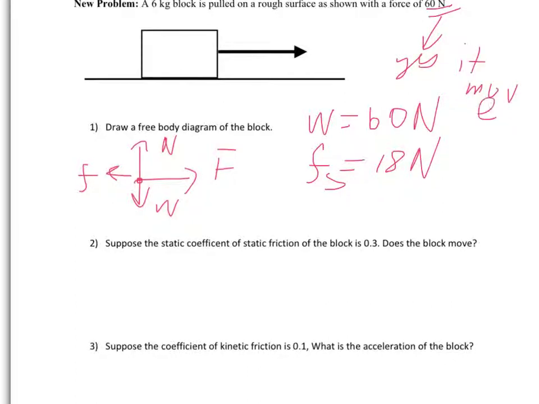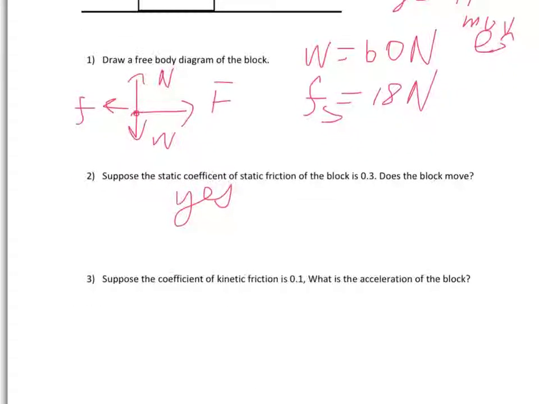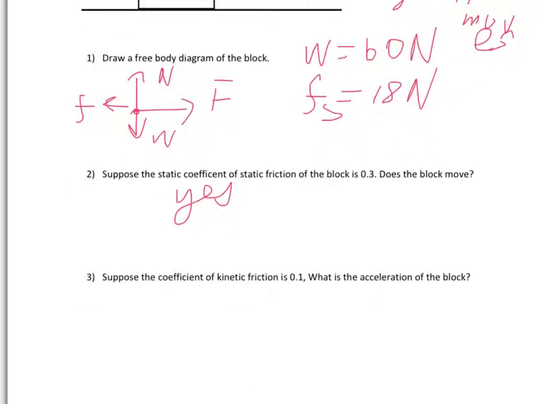Since it is moving, I can now use the coefficient of kinetic friction. So yes, it moves. I can use the coefficient of kinetic friction to get the acceleration of the block. And here's how I'm going to do that. I have the pulling force to the right minus the friction to the left. And they no longer balance. They now make the mass accelerate. By the way, this equation is not something you're given on the exam. You're expected to be able to come up with this by looking at the free body diagram.